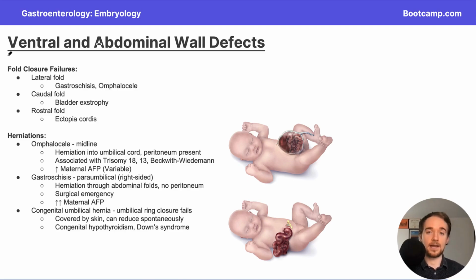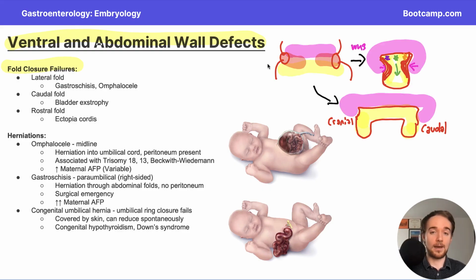This is David, your guide to gastroenterology, and we're going to be talking about ventral and abdominal wall defects today. So these come from fold closure failures. Now we talked a little bit about these folds during our physiologic overview. Let's bring back that little diagram we were using then.